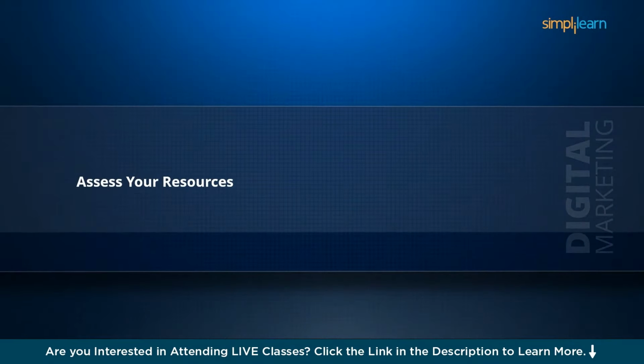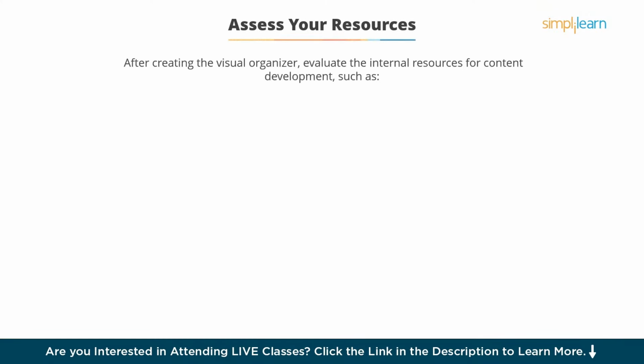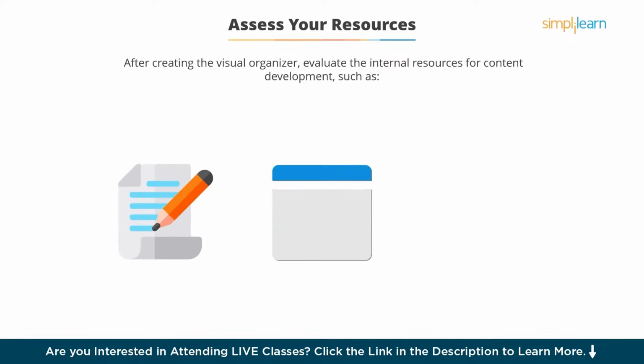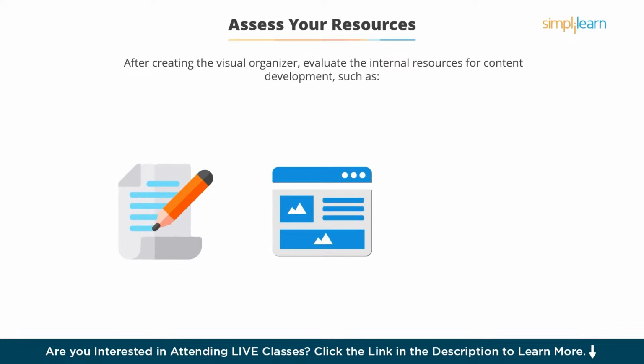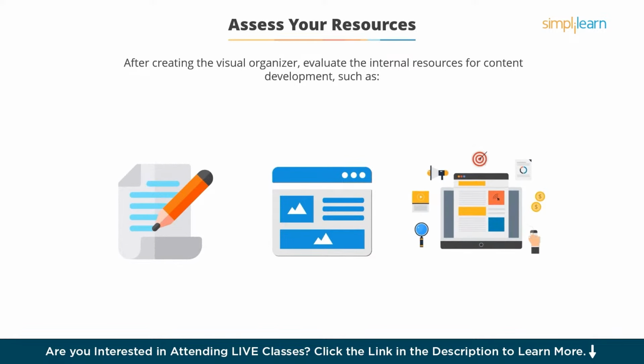Assess your resources. The next stage in this process is to assess your resources. After creating the visual organizer, evaluate your internal resources for content development across multiple media: articles and information writing, designing and publishing, pictures, video recording, editing and production, or design assets.